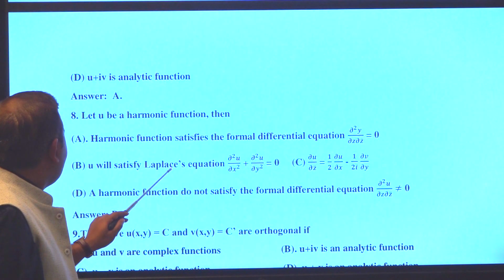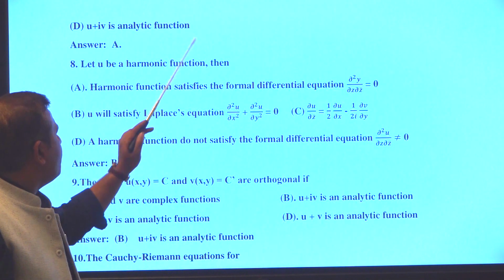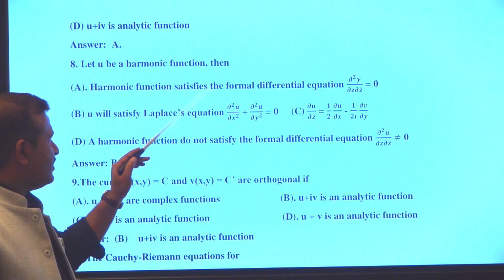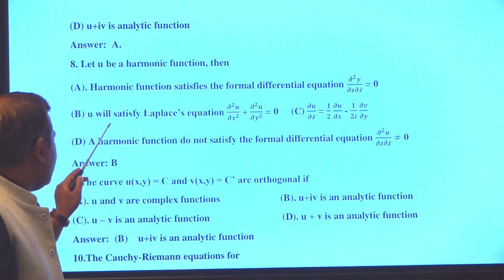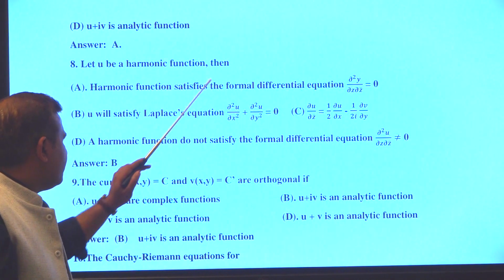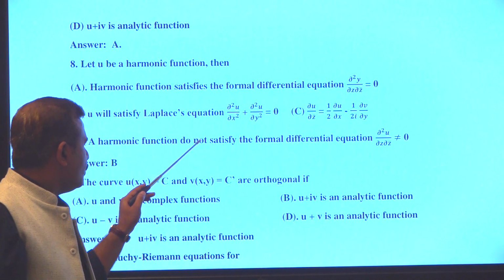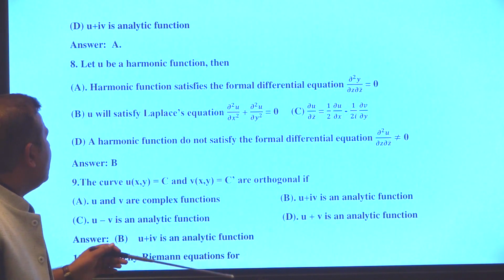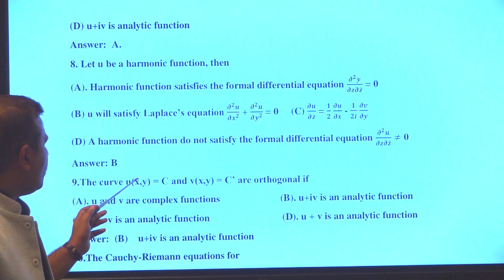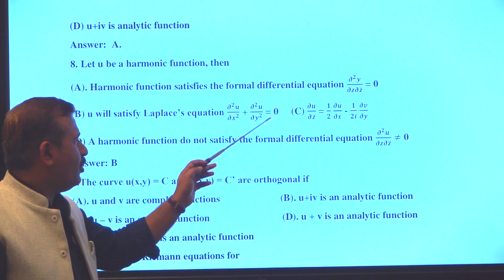Now come to another problem based on harmonic functions. Let u be a harmonic function, then a harmonic function satisfies a differential equation like this. U satisfies the Laplace equation. Harmonic functions do not satisfy the other differential equation like this. So only B is the correct option, because the Laplace equation should be satisfied, and this is the format.